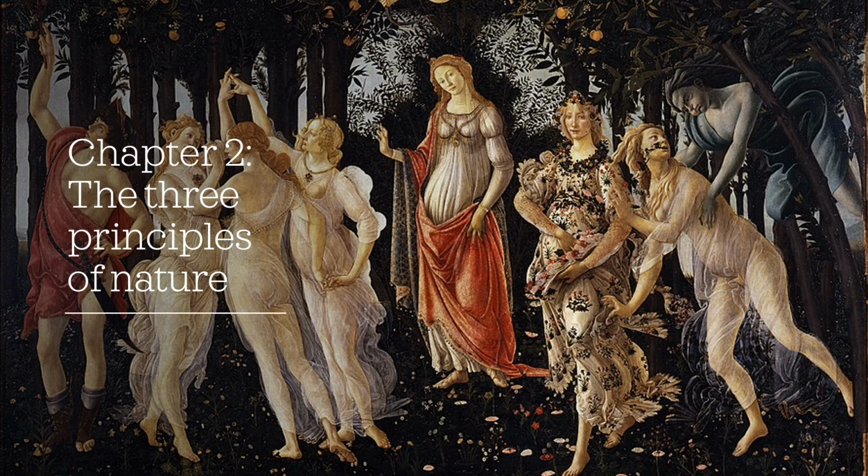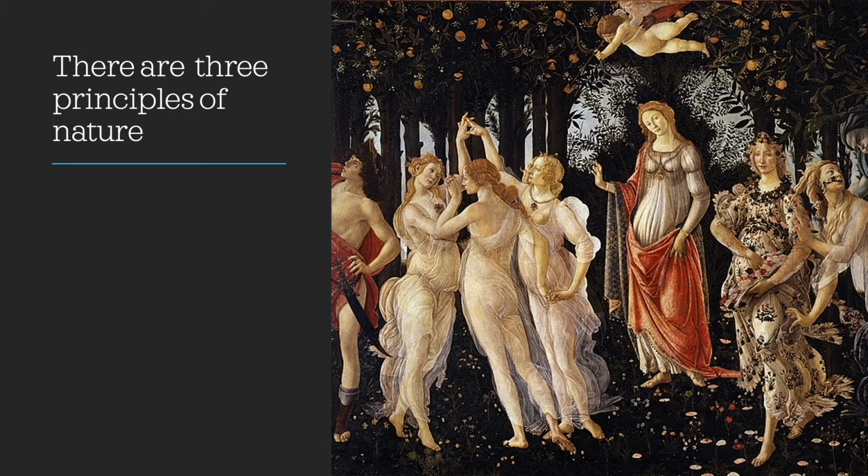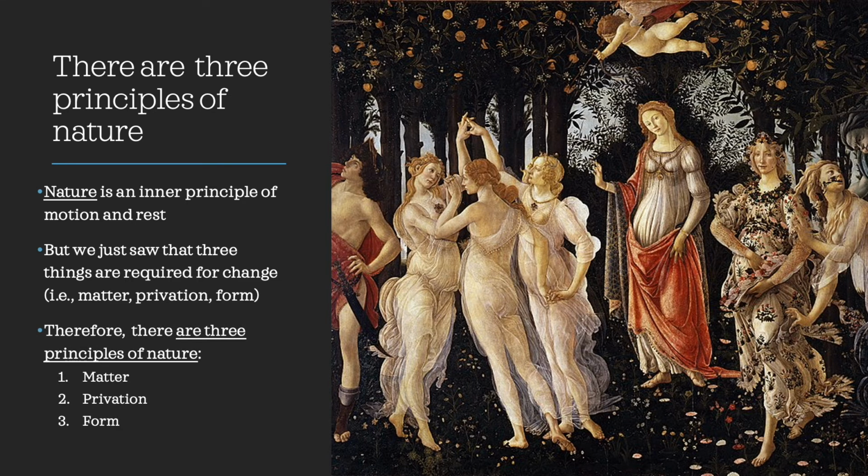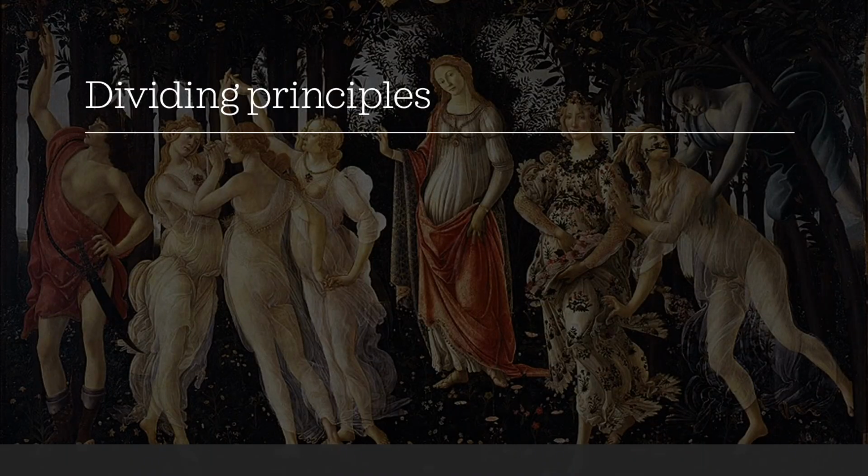Now let's move on to chapter 2. Here we'll discuss the three principles of nature according to Thomas Aquinas. There are three principles of nature. That's because nature is an inner principle of motion and rest. But we just saw that there are three things required for change, that is, motion. These three things are matter, privation, and form. Therefore, there are three principles of nature: matter, privation, and form.